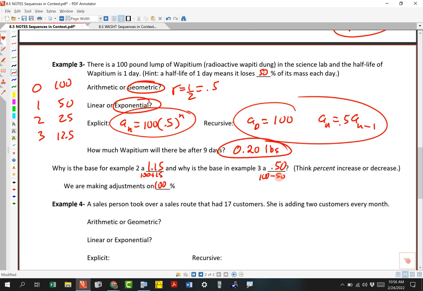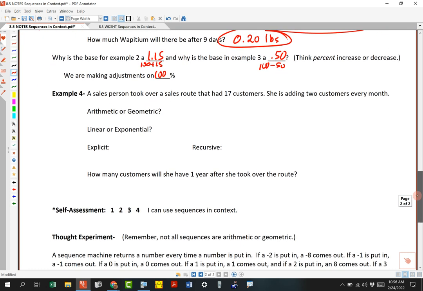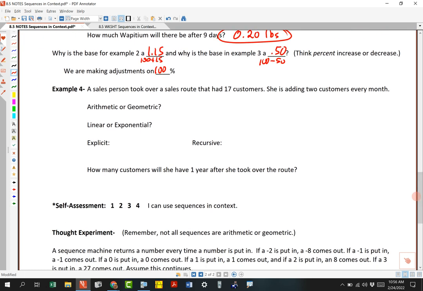Okay. Now here's the last one. There is a thought question down at the bottom if you want to take a look at that. It's kind of interesting. So a salesperson took over a sales route that had 17 customers. Right when they took over, it had 17 customers. She is adding 2 customers every single month.